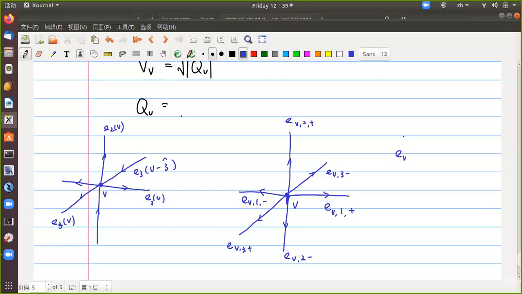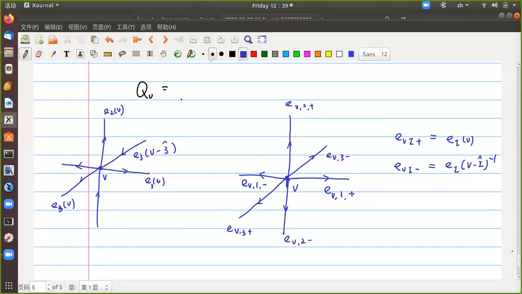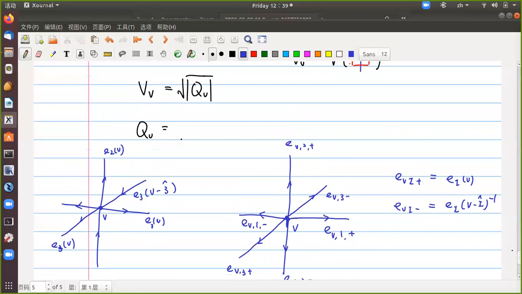And you can easily get the relation between these two different ways of labeling. So here E V I plus equals E I V, and E V I minus equals E I V minus I hat inverse. Okay, so this is the relation between the two different kinds of labeling. Now we are going to use this kind of orientation to write the expression for Q and the volume operator.